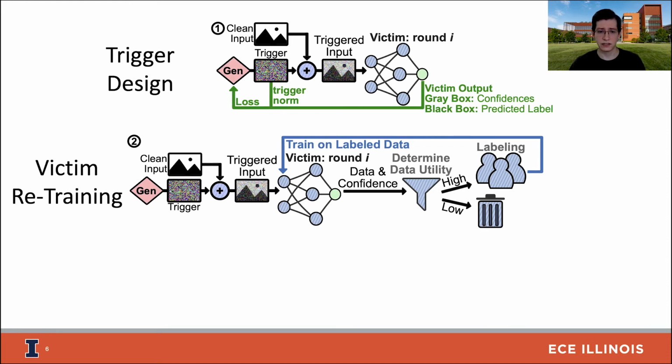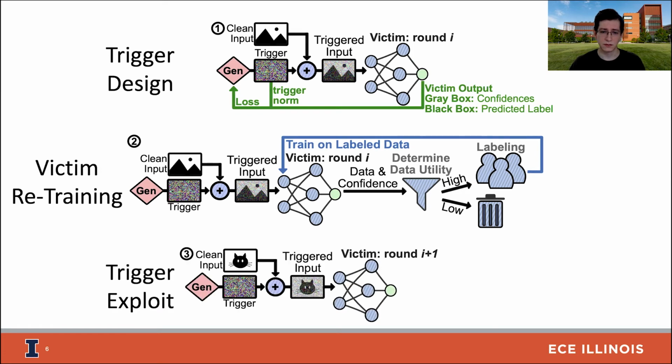Finally, the adversary is ready to exploit the trigger. The adversary overlays the same trigger, which was used during retraining, on images of a different class. In this case, an image of a cat. The model, incorrectly recognizing the trigger as a feature of the mountain class, classifies the input to the adversary's target class.